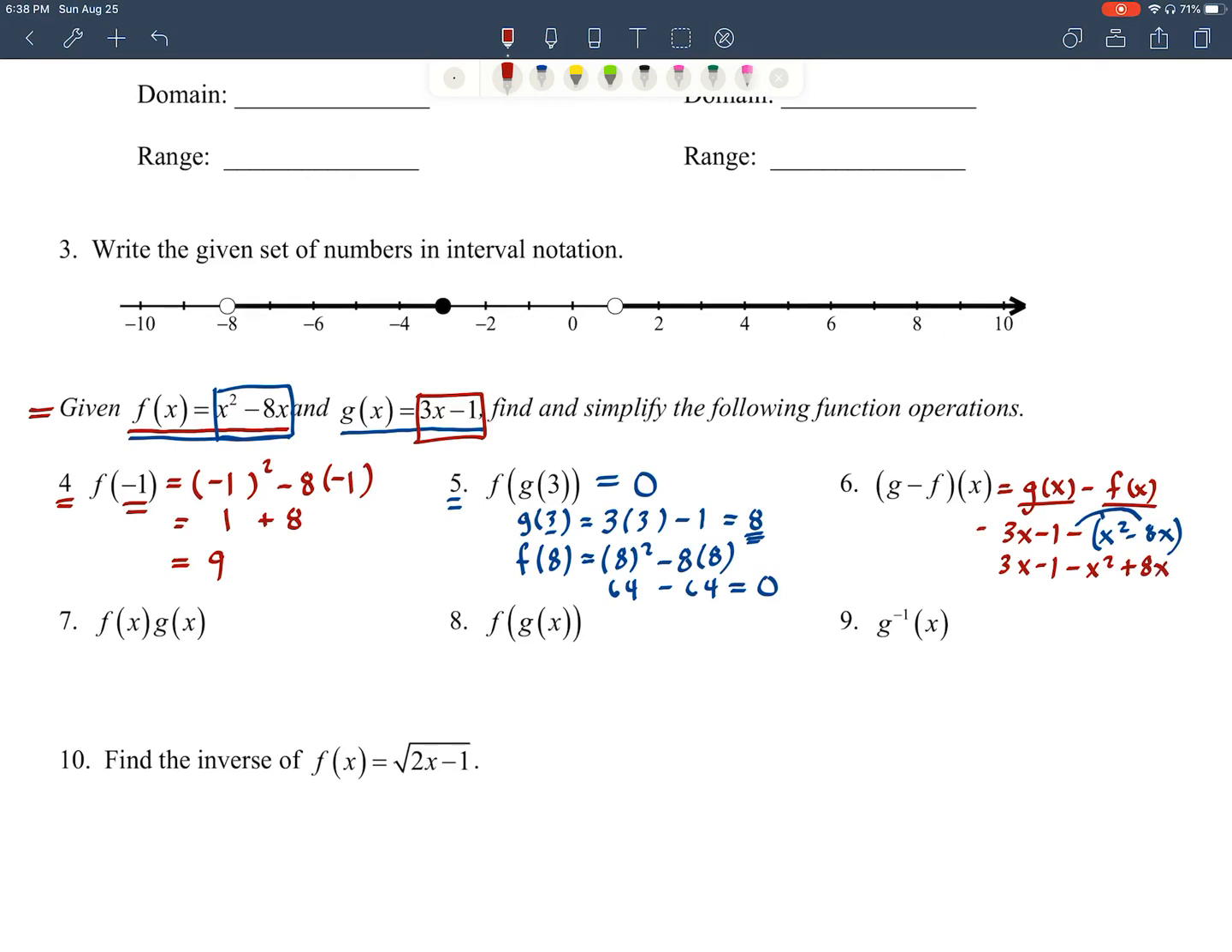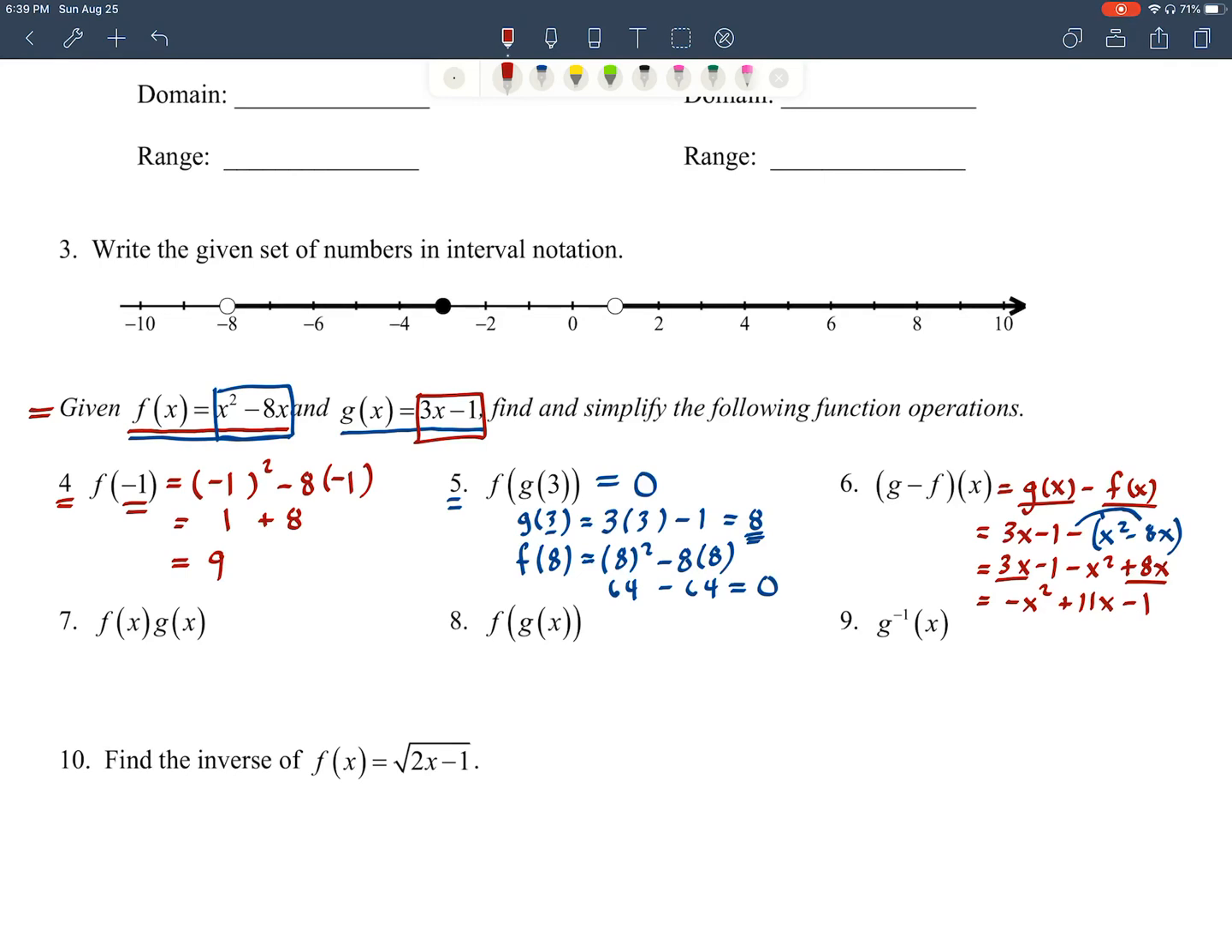And now we're going to take this and just reorder it and combine the like terms. So putting it in standard form, I'm going to have a negative x squared. Sorry, I'm writing one thing and saying another. And then you've got a positive 3x and a positive 8x, so we're going to say plus 11x. And then all that's left is the minus 1. So we should get negative x squared plus 11x minus 1.